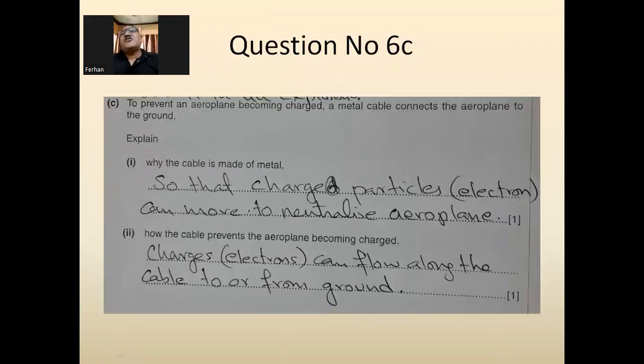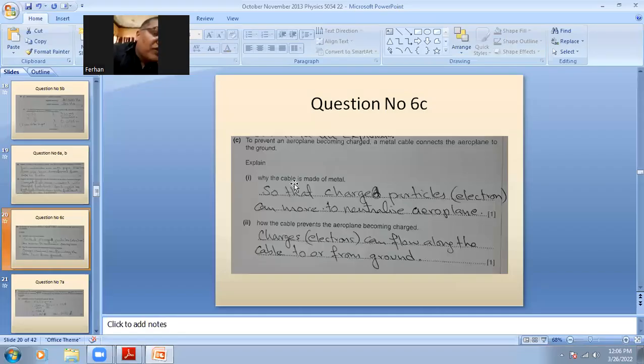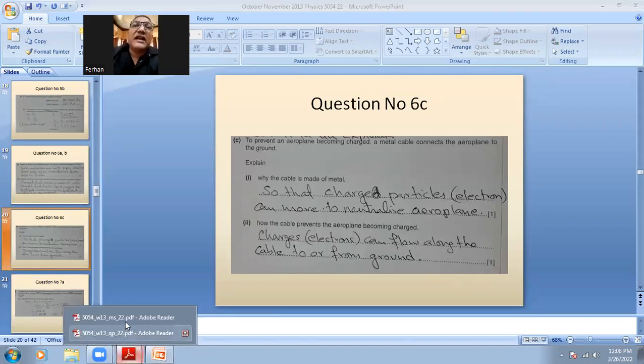The charged particles, electrons, can move to neutralize the aeroplane, because the cable is made of metal, and through the metal the charged particles can move. The metal is a conductor. In this answer you can also add that metal is a conductor and the charged particles can move through that metal wire. How does the cable prevent the aeroplane becoming charged? Charged electrons can flow along the cable to or from the ground. It means the electrons can flow either from the ground to the aeroplane or from the aeroplane to the ground. The basic purpose is to neutralize the body of the aeroplane. Hopefully you understand and you can write a good answer. My wording in the last part might not be that good.